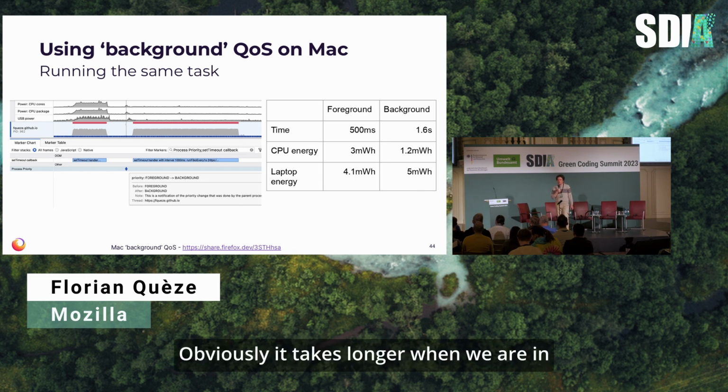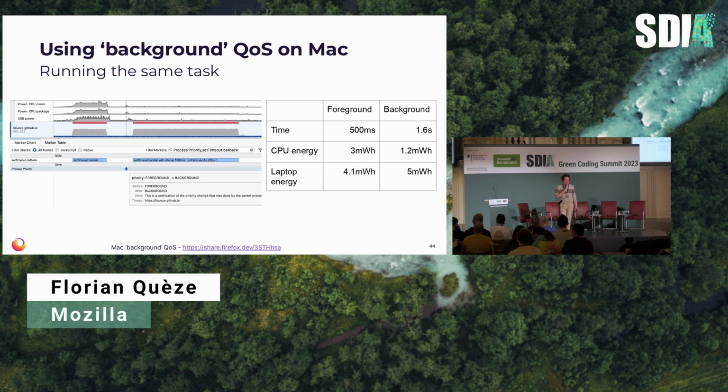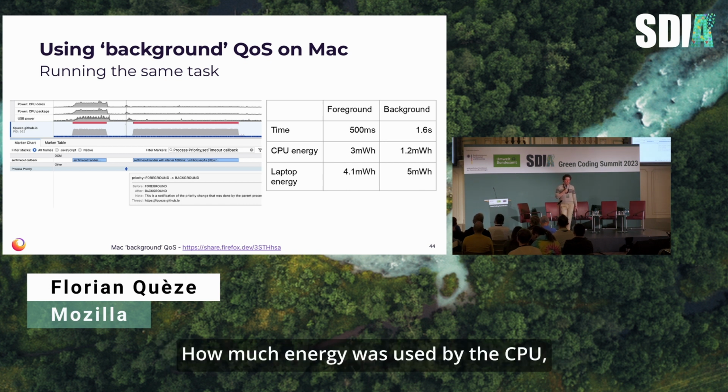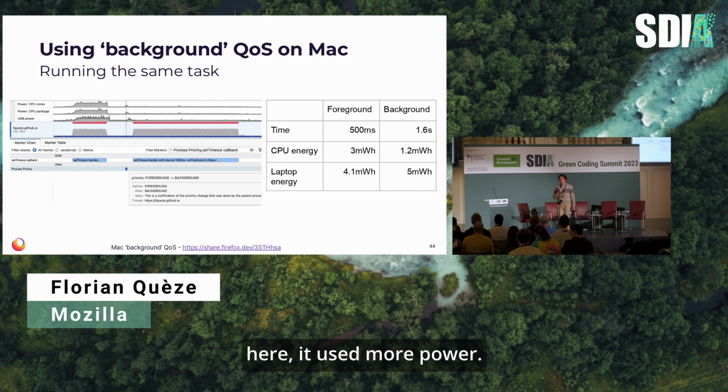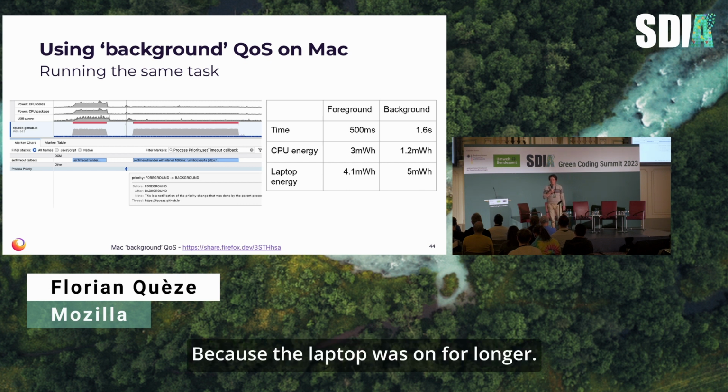Obviously, it takes longer when we are in the background and lowering CPU frequency. How much energy was used by the CPU, significantly less in the background, and how much energy was used by the entire laptop during that time. And the surprise here, it used more power, because the laptop was on for longer. So this is why we don't always want to run stuff at low frequency. Sometimes it's better to rush to finish and then shut down the entire computer.